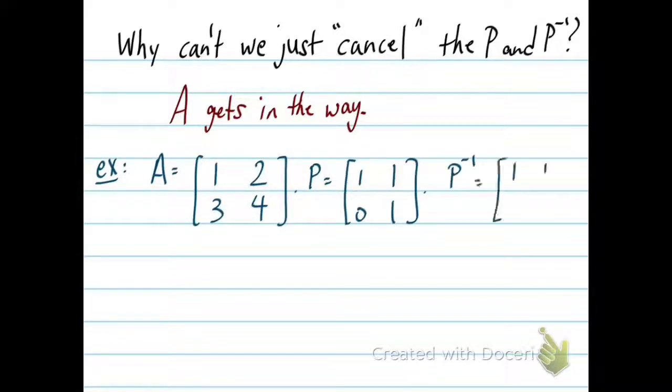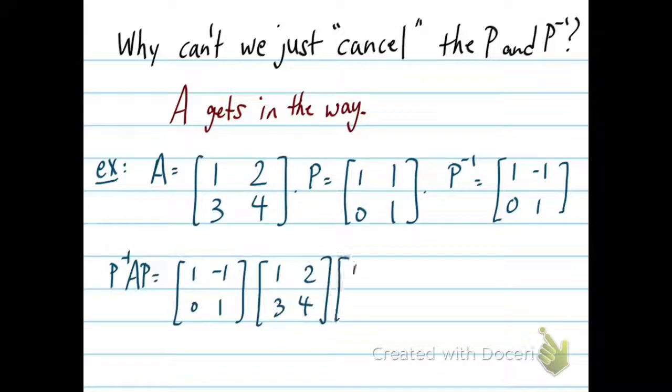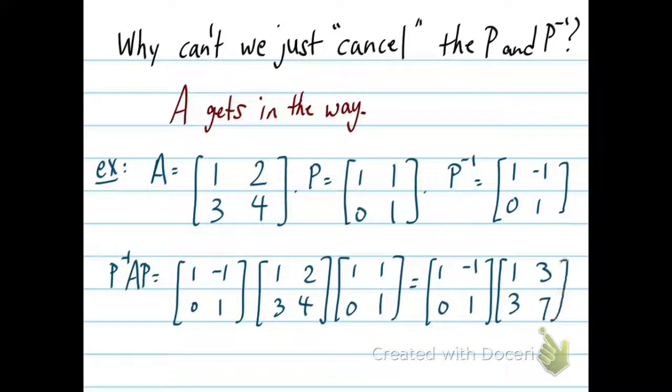Let's let A be the matrix 1, 2, 3, 4. P is the matrix 1, 1, 0, 1. You can compute that the inverse of P is 1, -1, 0, 1. Now let's just compute P inverse A P and confirm that we get a matrix that's different from A.